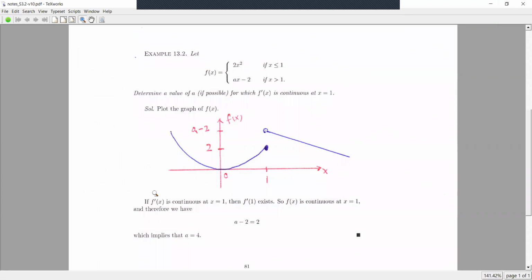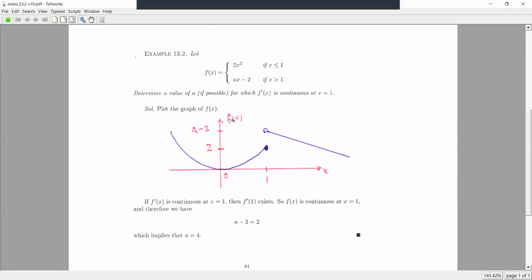Now, if the derivative function is continuous at 1, then derivative at 1 exists. Otherwise, the graph of this function will have an open dot at the point 1, and the graph is not continuous at the point 1. Now, derivative at 1 exists. The graph of the function f must be continuous at 1. If the graph is not continuous at 1, derivative at 1 cannot exist.